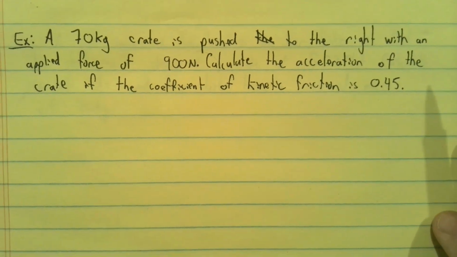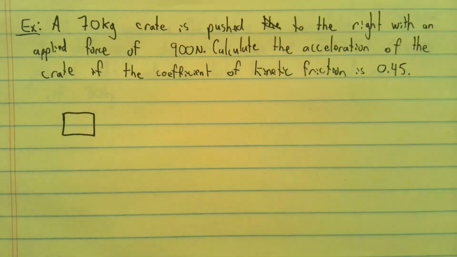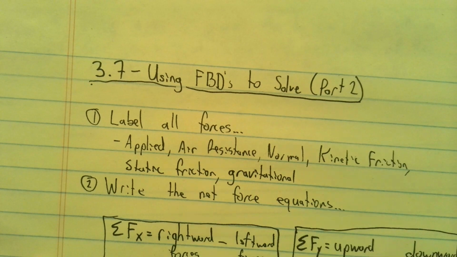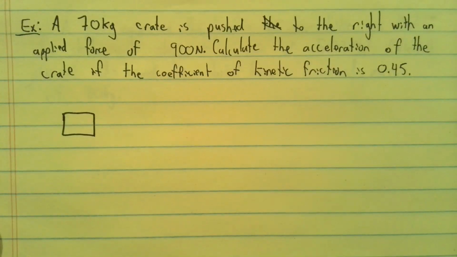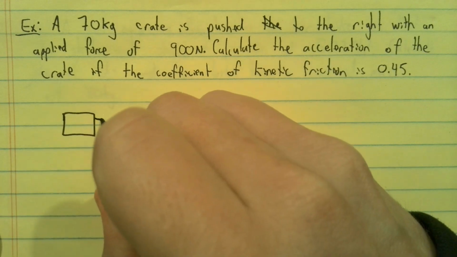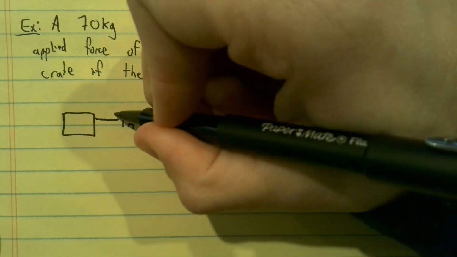So let's go through our steps. Step 1 is label all forces. And you should go through a questioning process here. Is there an applied force? Is there an air resistance force? Is there normal force? Let's go through each of those. Is there an applied force? Yes, they said directly. Applied force points right with a force of 900. So FA is to the right.